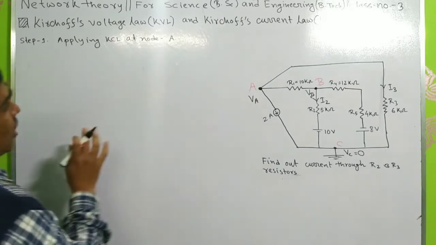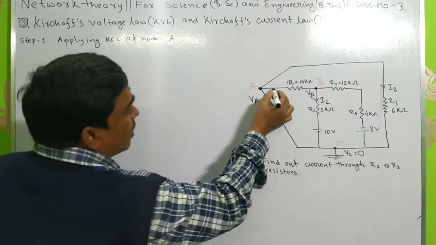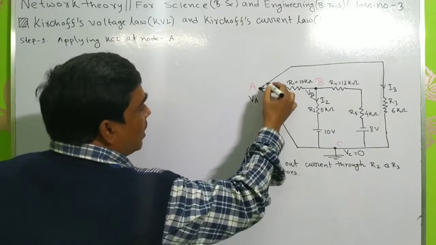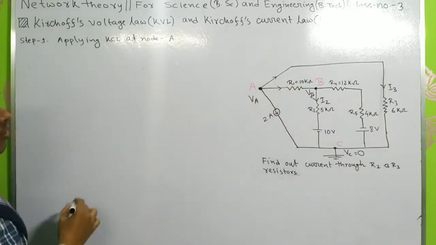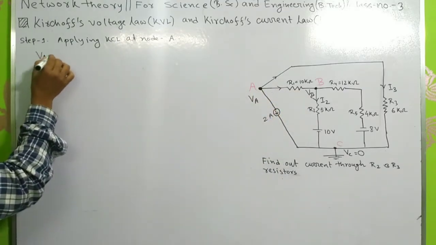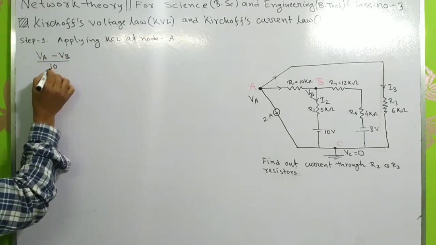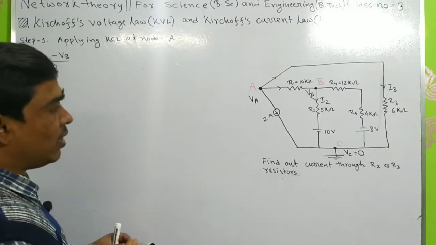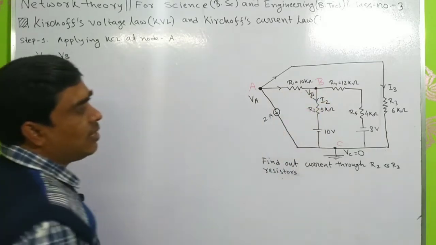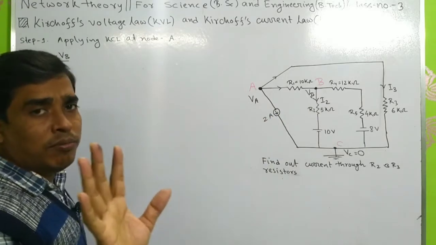So how to write this KCL? You should notice there will be a current in this direction, in this direction, and in this direction. The current in this direction will be the voltage of A minus the voltage of B divided by 10 kilo ohm. So VA minus VB divided by 10 kilo ohm. If I take this, then the current will be in milliampere.